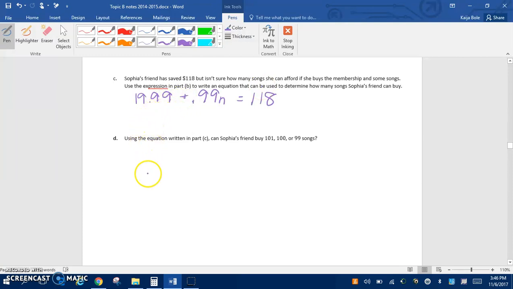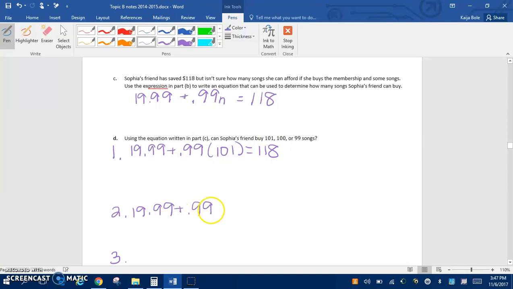Now for part D, you guys are going to try this on your own. Alright, so you're going to put 1, and then 2, and then a little bit further down 3. So it says, using the equation written in part C, can Sophia's friend buy 101, 100, or 99 songs? So if you set them up, that means that's what we're plugging in for N. So we'd have $19.99 plus 0.99 times 101 equals 118. So you're checking that one. And then you're going to check the other two as well.